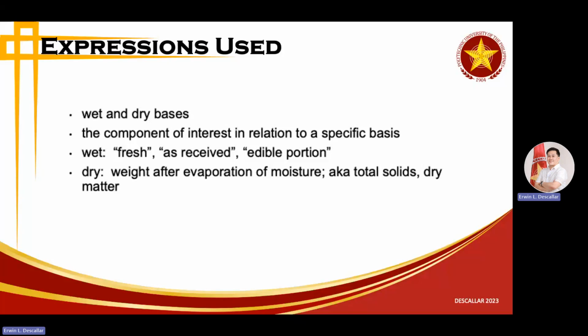Okay? And the component of interest in relation to a specific basis, you have the wet that refers to a fresh sample as received or the edible portion. Kumbaga ito pa yung, for example, the papaya, wala siyang dehydrated. Dry sample, wait, after evaporation of moisture, aka the total solid or the dry matter itself. Yun yung pinagkaiba nila. Okay?